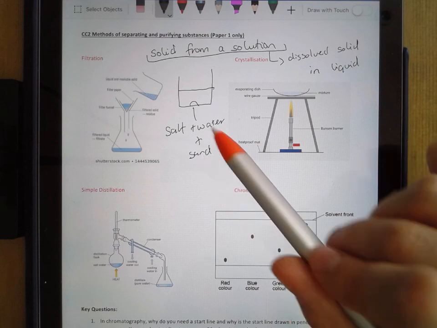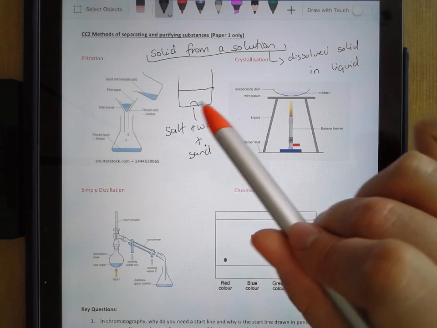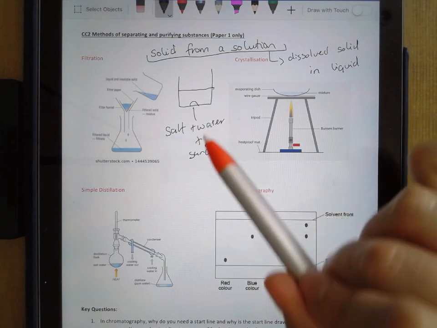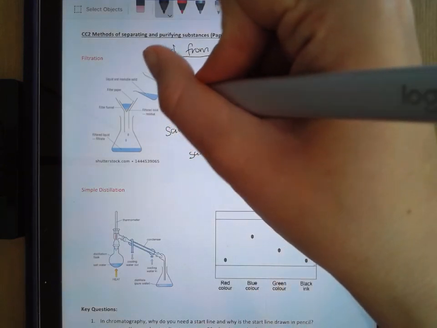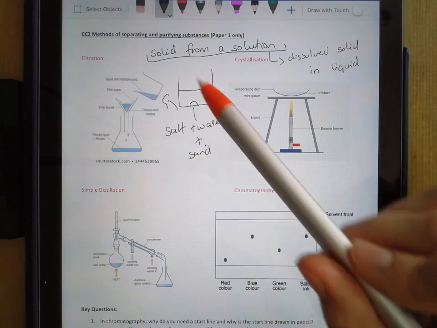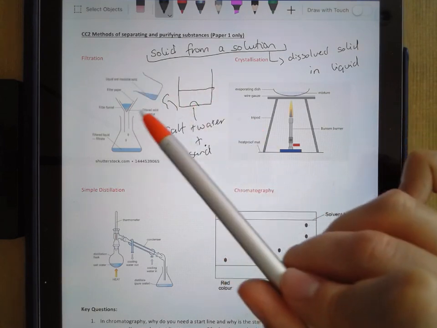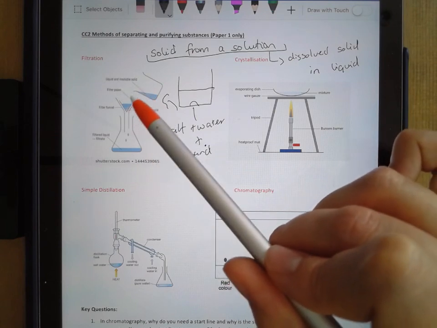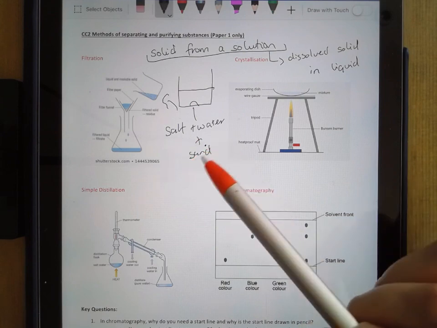Okay, first things first, I want to get rid of this sand. Okay, this sand isn't dissolving and it's present as a solid. If I want to get rid of my sand, I'm going to filter it. Okay, filtration is used to remove insoluble solids. Sand isn't dissolving. I pour it through the filter. The sand is left up here. The salt and water passes through. Okay, so I've eliminated the sand.